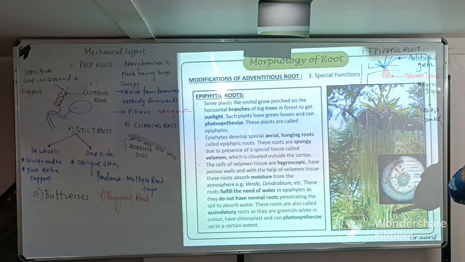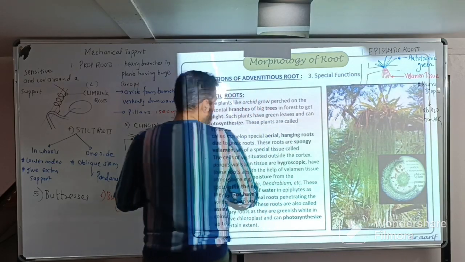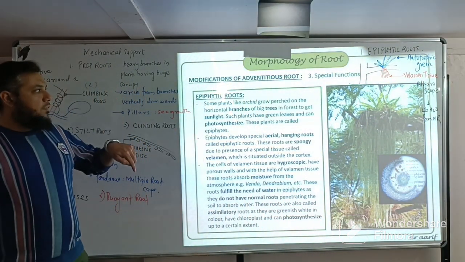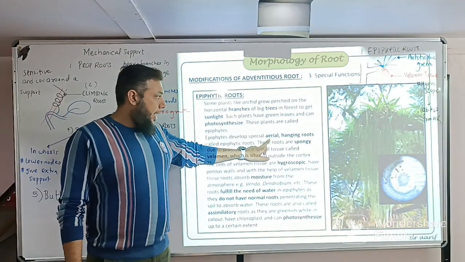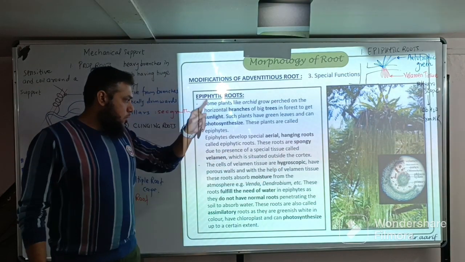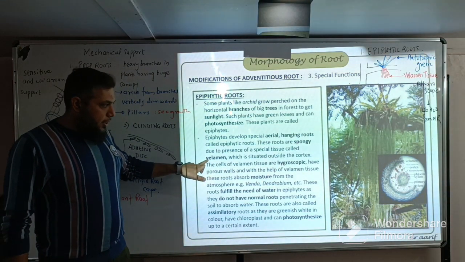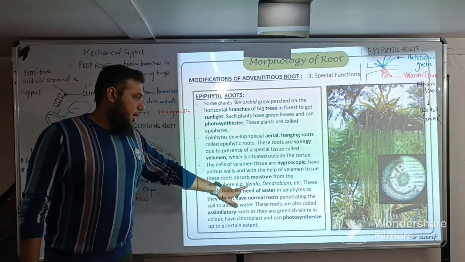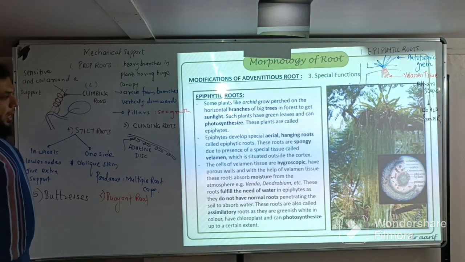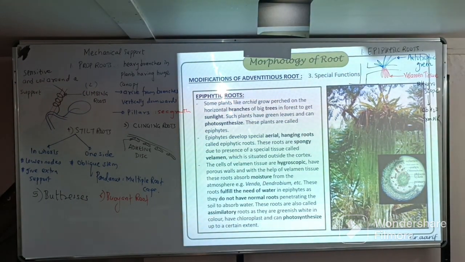And roots are supposed to absorb water from the soil. This is absorbing water from the air. Is it a normal function or a modified function? Modified. It's a special type of function. So such roots are called epiphytic roots because they are found in which type of plants? Epiphytic plants. And these epiphytic roots are aerial hanging roots with a special tissue called velamen, which is hygroscopic, which will fulfill the need of water in the case of Vanda, Dendrobium, and other species of orchids.